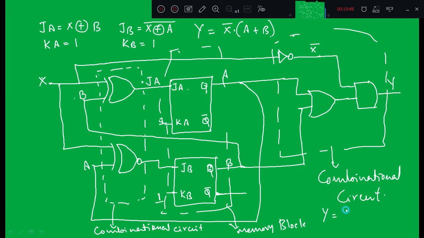So now if I write Y, where Y is a function of both X and A and B. Y is a function of X, and A and B are nothing but the present states here, right? So that means the final output is going to depend on the present input as well as the present state output, A and B. That means this circuit is the Mealy circuit or Mealy state model, right? So I hope you understood.